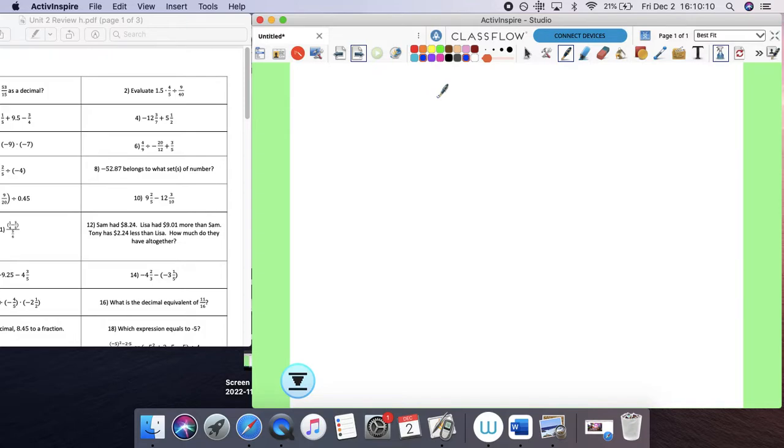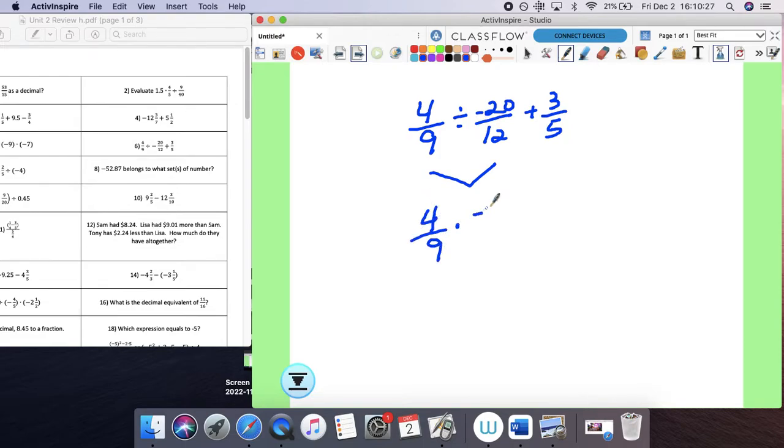6 is the same thing. Didn't I just do 6? No. 6, 4 over 9, divided by negative 20 over 12. Be careful. Plus 3 over 5. Okay, so we have to do these two first. 4 over 9 times negative 12 over 20, the reciprocal. Let's take care of that. So simplify, divide by 4 is 1. 20 divided by 4 is 5. 9 divided by 3 is 3. 12 divided by 3 is 4. Nothing else to simplify. So that division is negative 4 over 15.